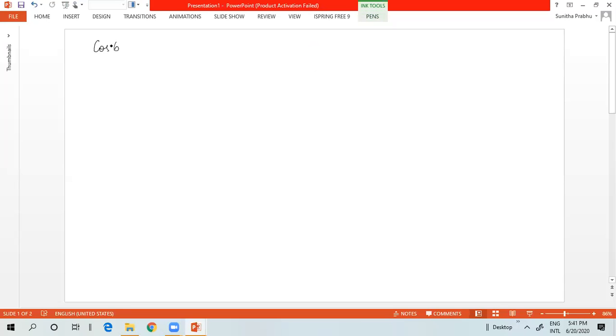Cos 6, cos 42, cos 66, cos 78. When we write this, it means the product of all these. We are asked to prove that it is equal to 1 by 16. Right? So I want to work with Vaishnavi on this.